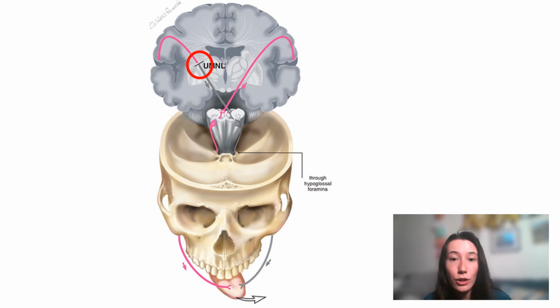So a lesion that occurs in the CNS, aka the upper motor neuron lesion, is going to cause a contralateral impairment. So the left side of the tongue is impaired.